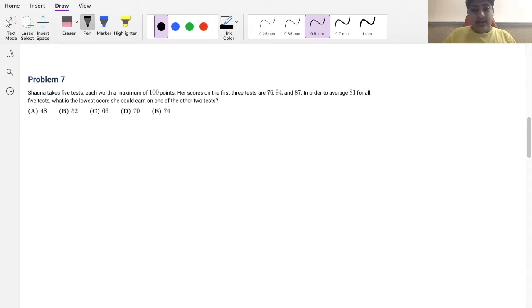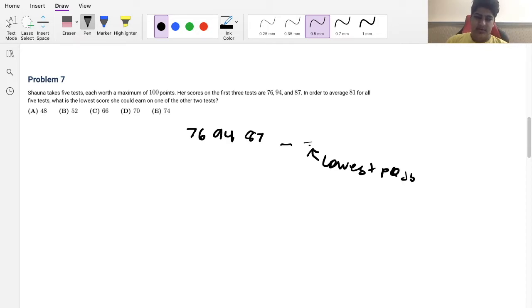And the key concept here is that if we want the lowest score, and we already have the average, the remaining scores must be as high as possible. So we already have that 3 of her scores are 76, 94, and 87. But we also have 2 blanks. And we want one of these blanks, for example, let's just say this blank, to be the lowest possible score. However, to do that, since this is an average, we need this to balance out, and thus we want this one to be highest possible.